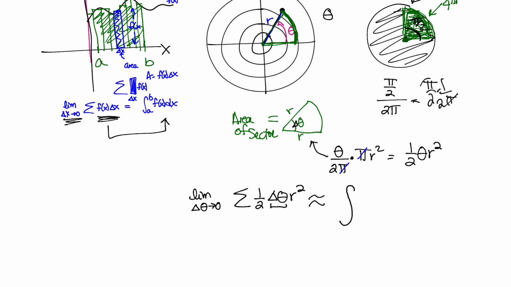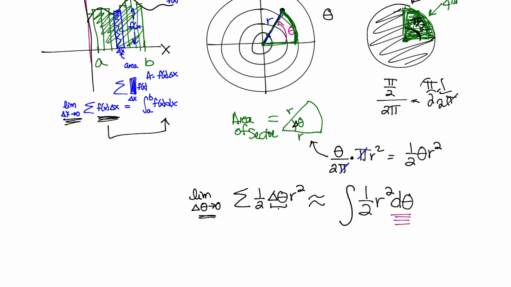Or do you want Hunter to? Hunter, go for it. 1/2 r squared, and delta theta, because I'm adding them all up and I'm shrinking them and I'm taking a limit, right? What goes on the back end, Max? What is going on the back end? Absolutely, d theta.